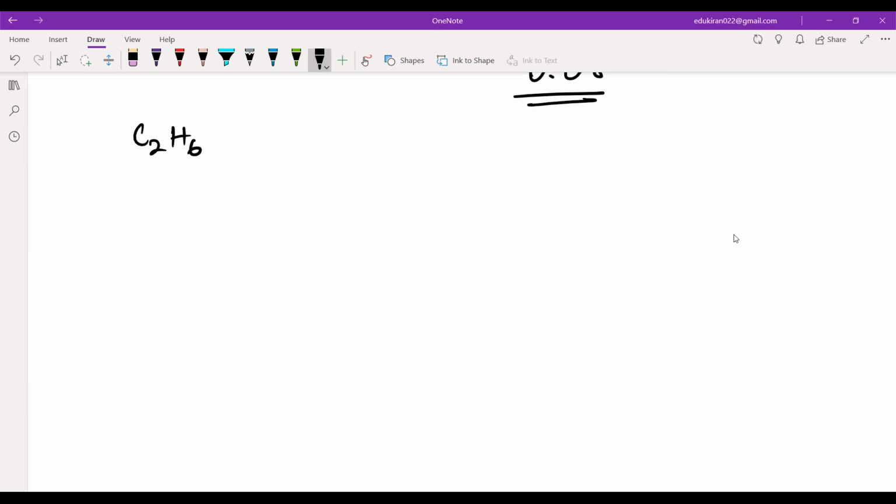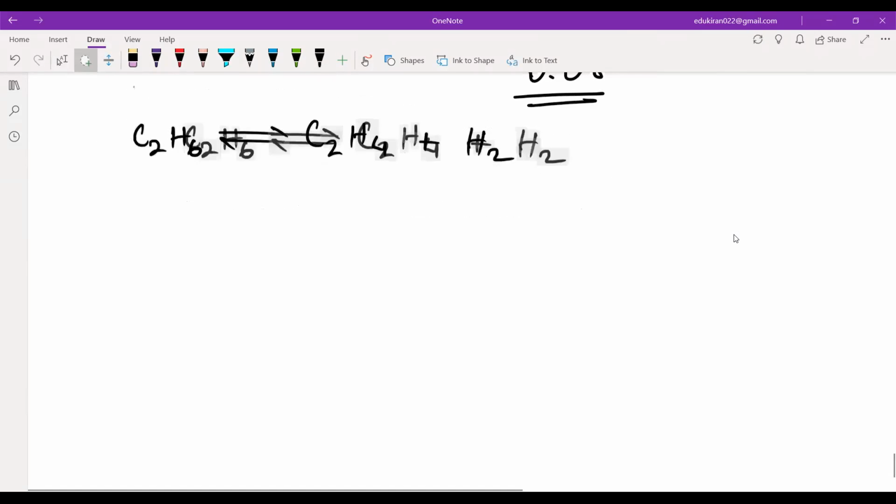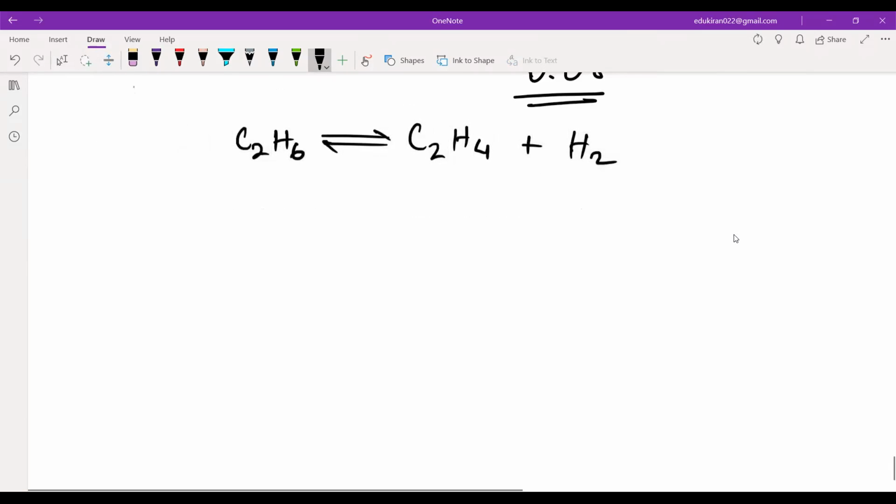Then what do we have? It gives C2H4 plus H2. Now initially they are saying 4 atm. So we'll have initial, that is 4 atm. This will be 0, this will be 0. Then the change will be minus x here, and here the change will be plus x, and here plus x.